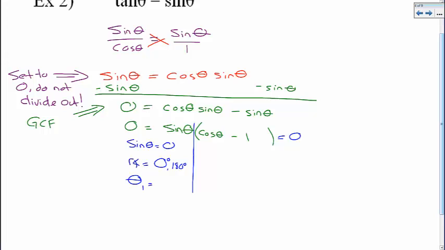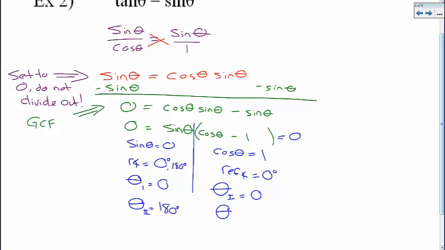On the left, I should get a reference angle of 0 or 180 degrees, which turns out to be my angles as well, both in quadrant 1 and quadrant 2. On the right, I get a reference angle of 0 and 360 degrees, and this also turns out to be my answer. So I am left with 4 angles that, if plugged into the original equation, will give me a correct statement.